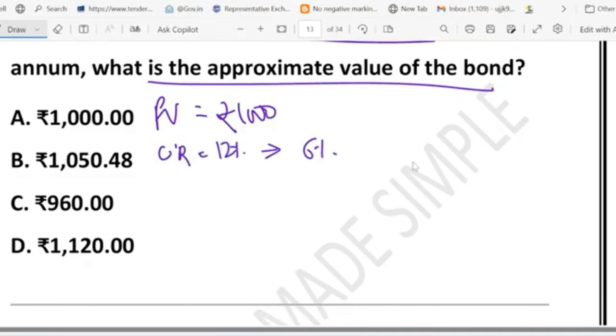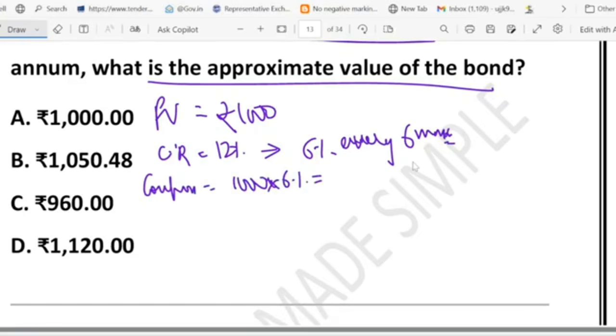So which means 6% every 6 months, or bi-yearly. So what will be the coupon payment? If you calculate the coupon, it will be 1,000 multiplied by 6%. Okay, that will be how much? 60 rupees every 6 months.